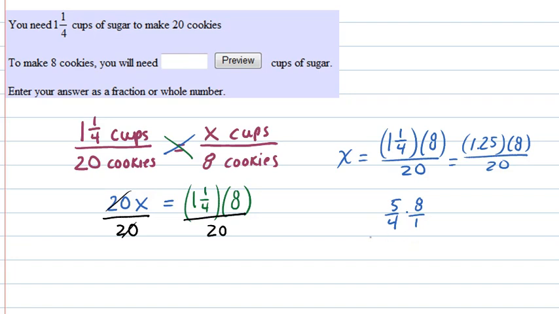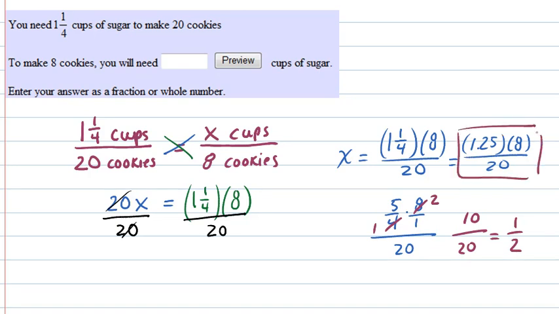Now this is the numerator. The denominator is 20. We're multiplying, so we don't need a common denominator. Let's reduce first. 4 goes into 4 once. It goes into 8 twice. And so on top here, we end up with 2 times 5, or 10, over 20. That reduces to 1/2.